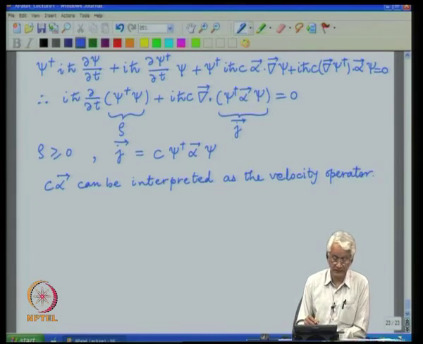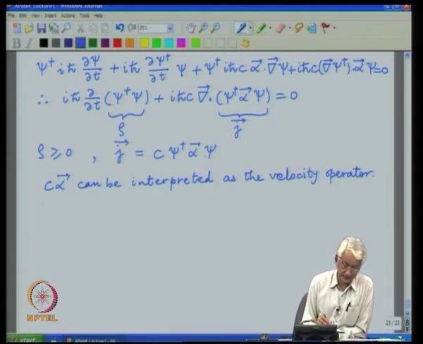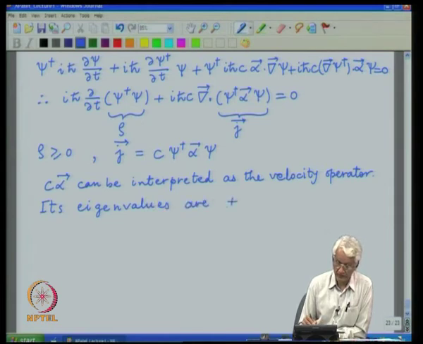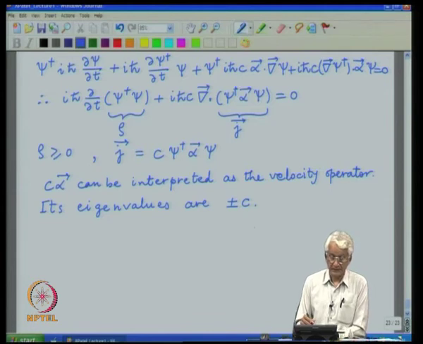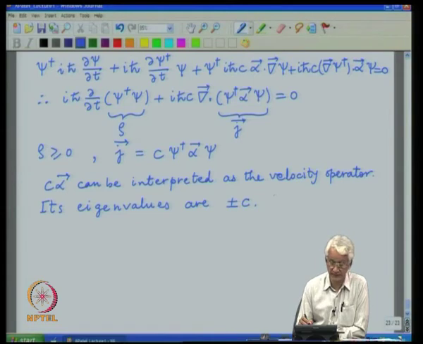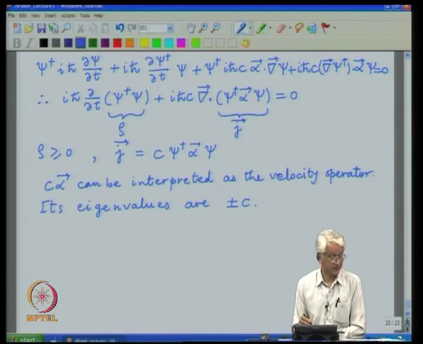But we will immediately notice that it has its peculiar properties. Its eigenvalues are just plus or minus c and not any arbitrary real number bounded by the speed of light. And so, it will have its own algebra which is distinct, and one has to now see how the various components of psi contribute in defining a state which has a particular velocity.